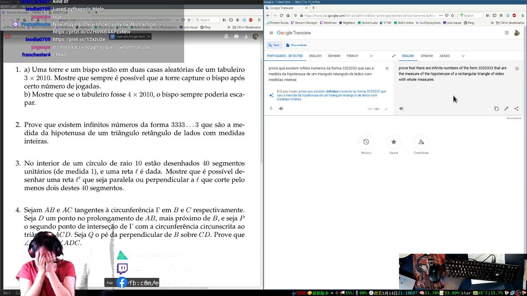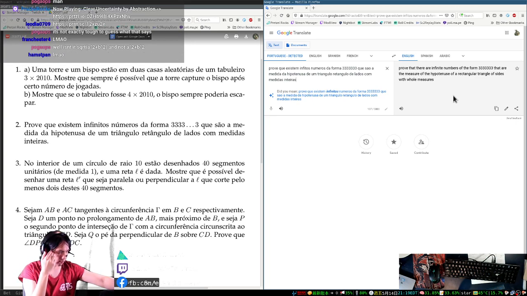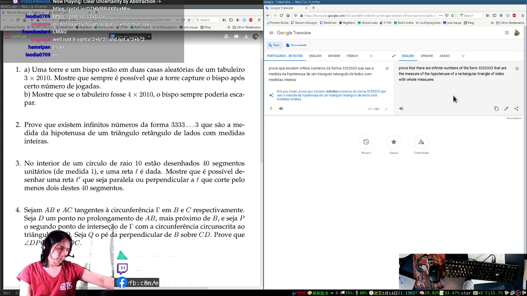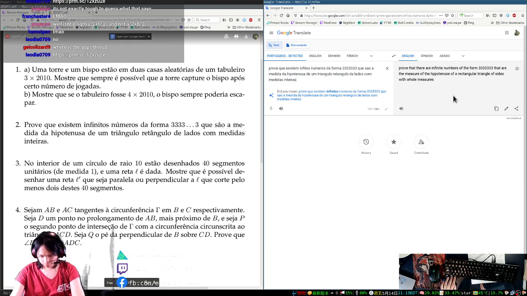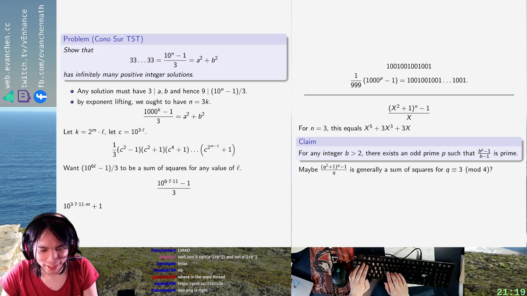Wait, so it has to be an algebraic identity, right? There's no density argument that fits. What? So it has to be an identity. What identity would it be? Oh! Okay.